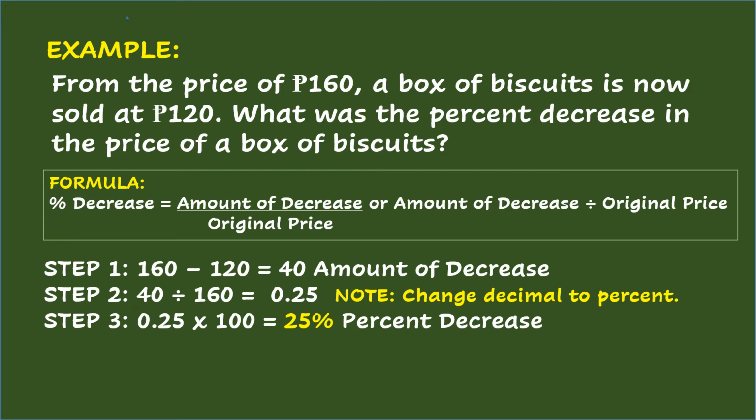Following the formula, step 2 is to divide the amount of decrease by the original price. So that's 40 divided by 160 equals 25 hundredths. Take note that you have to change the decimal to percent by multiplying it with 100 or by moving the decimal point 2 places to the right and put the percent sign. So for step 3, that is 25 hundredths times 100 equals 25%, and that's the percent decrease.